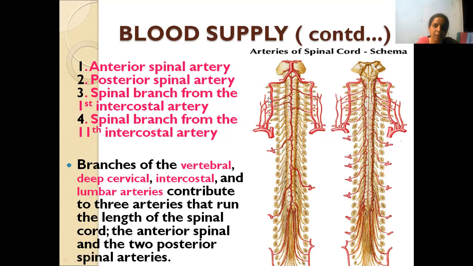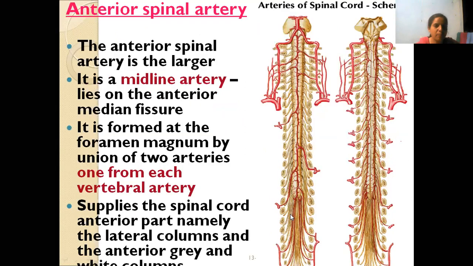This is our vertebral artery, which goes inside the skull bone to form what we have at the base, the circle of Willis. From there also, the blood supply to the spinal cord comes. Deep cervical arteries, intercostal arteries, lumbar arteries, all these arteries will give blood supply to the spinal cord.